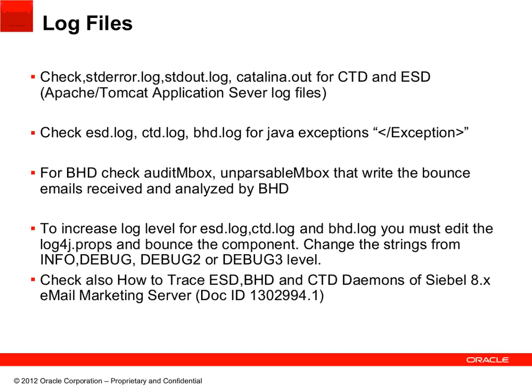For increasing the log level, you have to go to the log4j.props file. This file will be there for every component. You can open that file, look for the string info, and move it from info to debug 2 or debug 3, where debug 3 is the highest level of logging. You can refer to this document for more details.